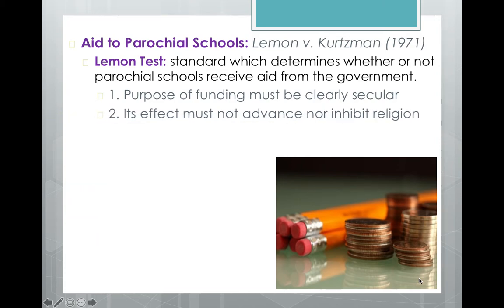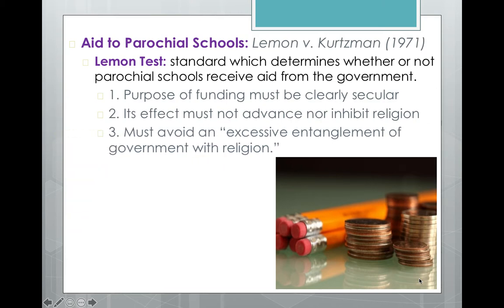Its effect must not advance nor inhibit religion. So, for example, if I want to go to a religious creationist museum, and I want the federal government taxes to pay for me to go to that creation museum, that is illegal. I cannot request the taxes to go to that.